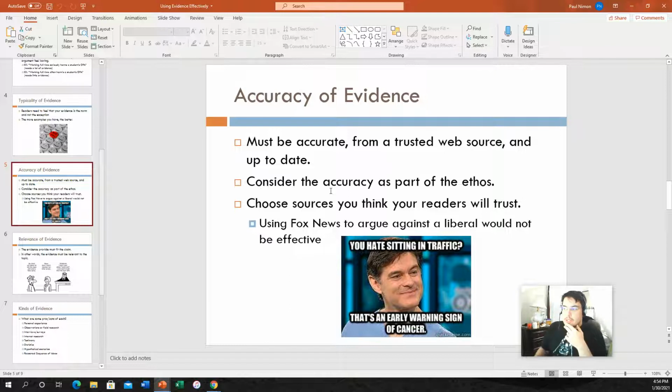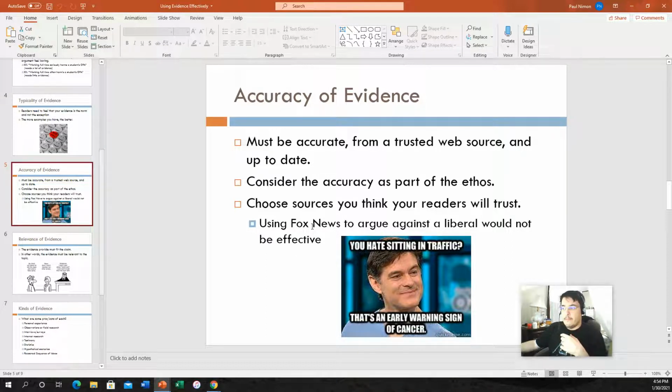It's the same thing you see in the news all the time about certain politicians getting in trouble for the people that they hang out with, or the groups that they associate with, or the groups that they do or don't denounce. So, there you go. Your ethos plays a part in the accuracy of your evidence.